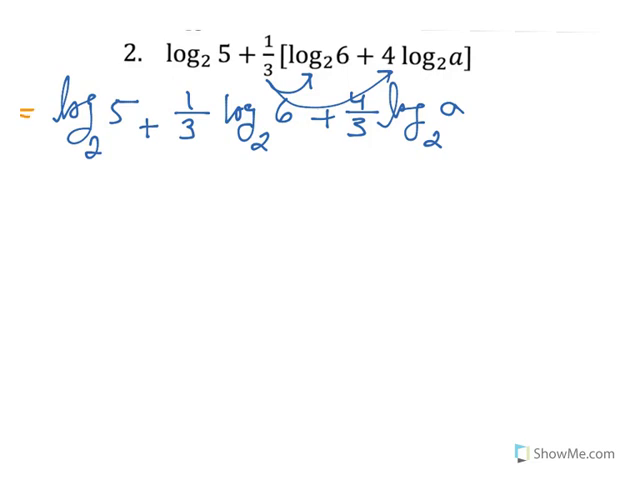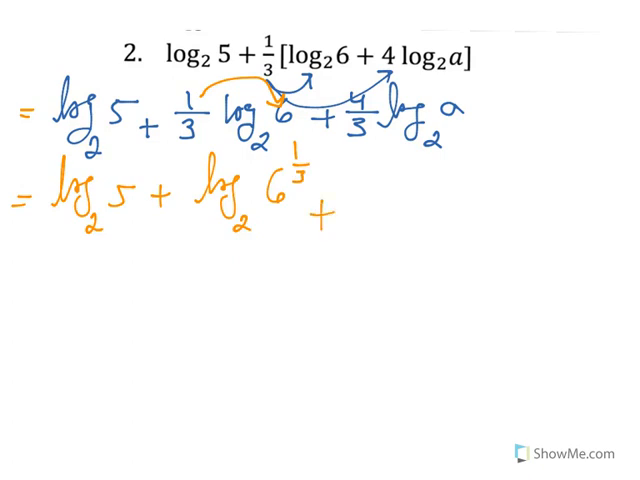Next step, I'm going to use the power rule to put those constants as exponents on the numbers inside the log. The reason I'm doing this is because I want to end up with a set of logs added or subtracted, so I can use the two rules I talked about earlier. So it's going to be log 2 of 5 plus log 2 of 6 to the power 1 over 3 plus log 2 of a to the power 4 over 3. So that's pretty obvious right now.